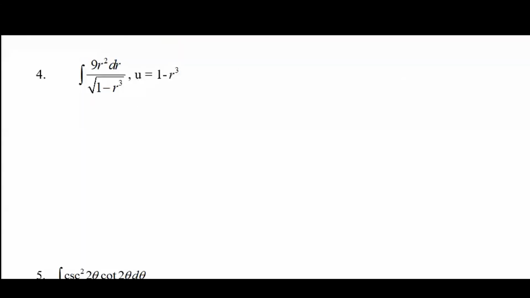Number 4. They actually tell you what u is. I wish they didn't, but we can see. Do we see a derivative of this somewhere? Yeah, right there. It's not exactly the derivative, but we can tweak it. You know what I mean? So we'll start right here. If our u is equal to 1 minus r cubed, and then you have to think about my motivation.